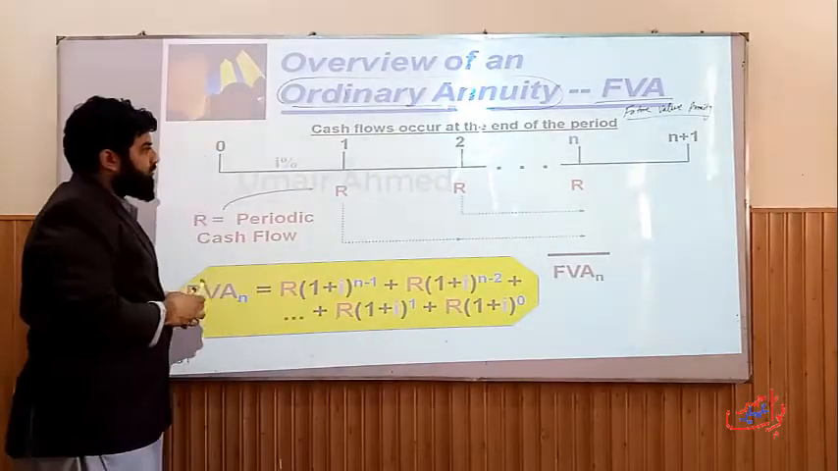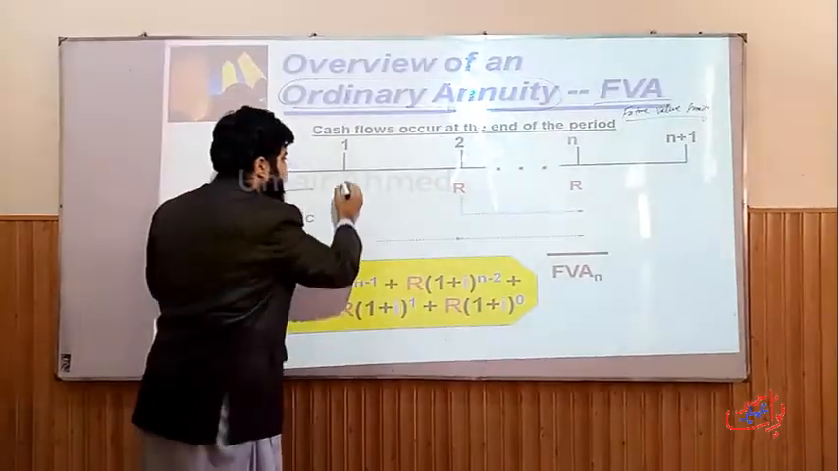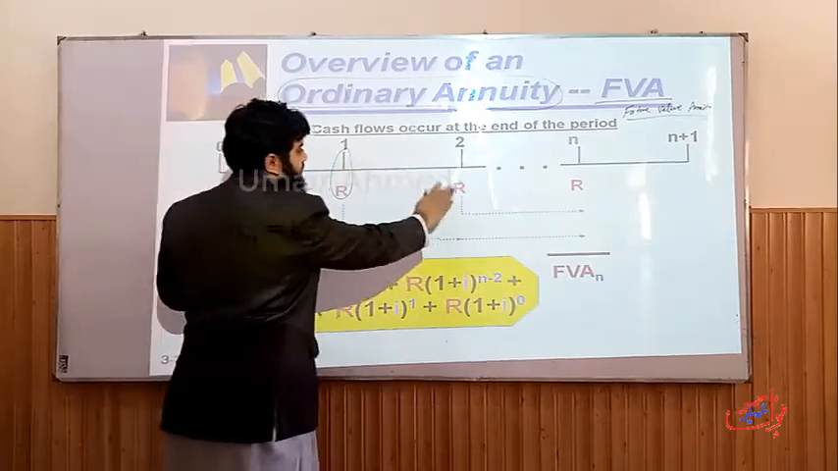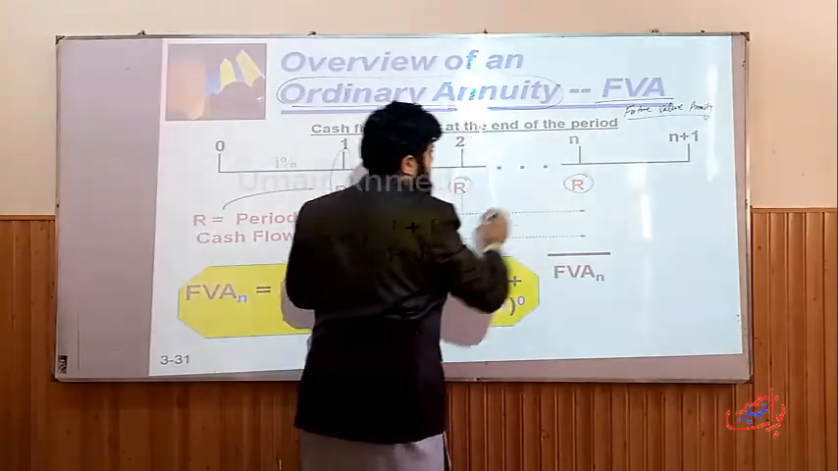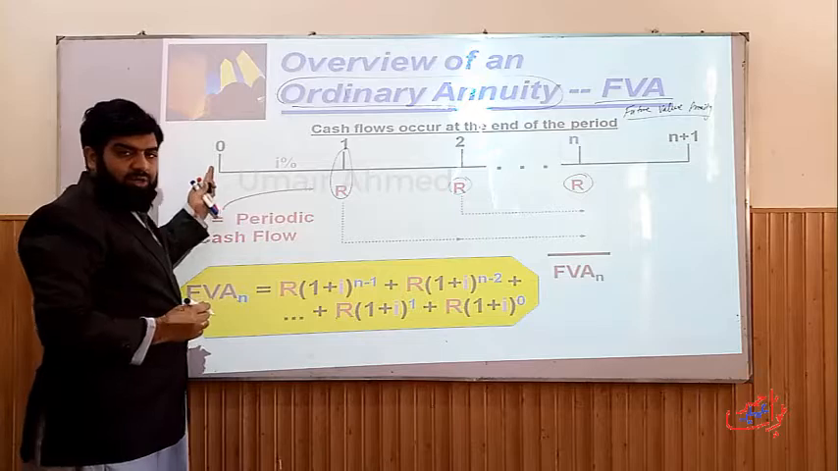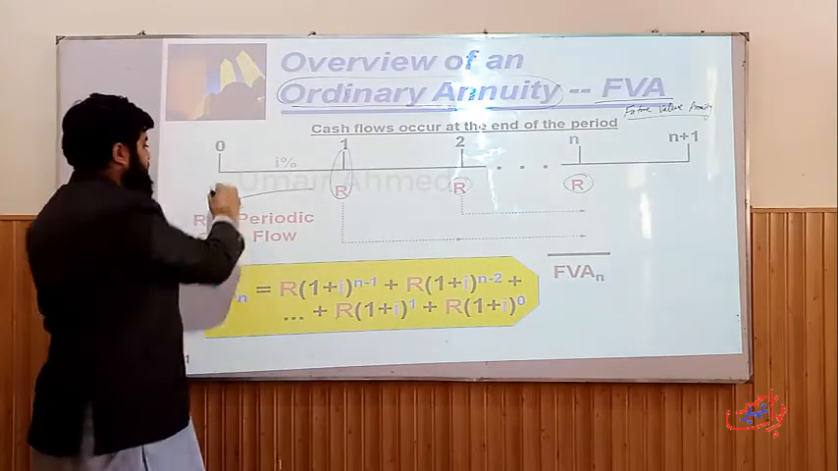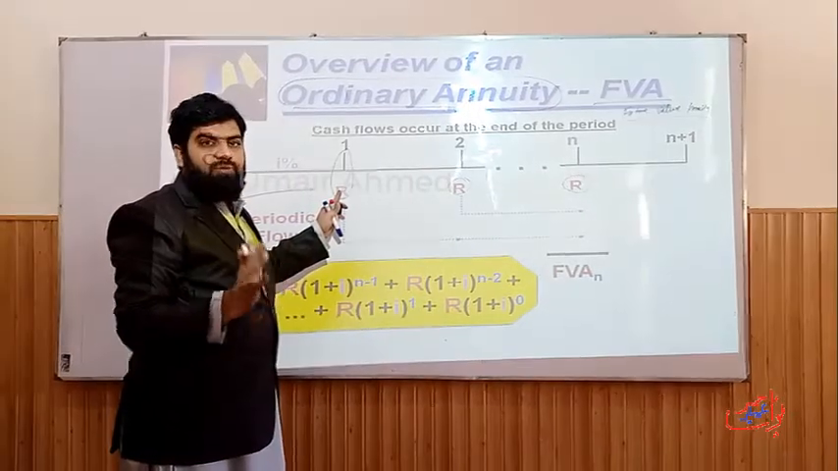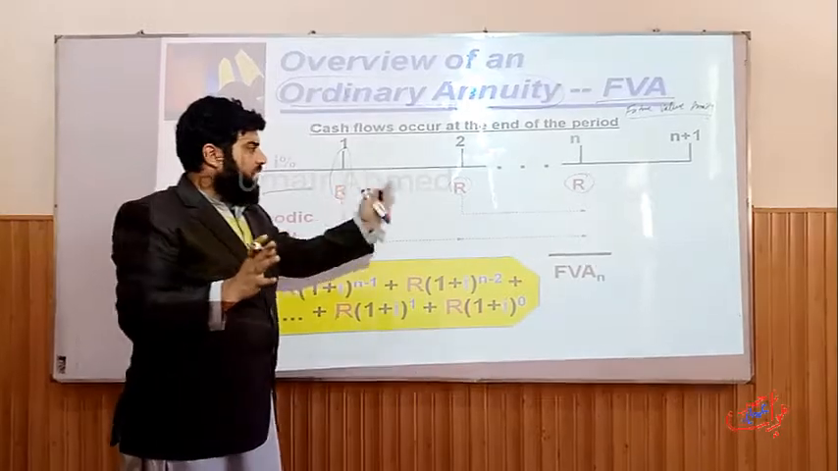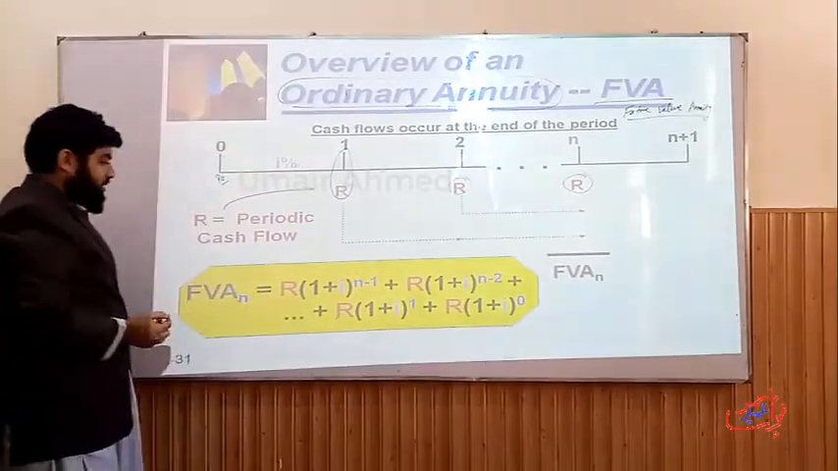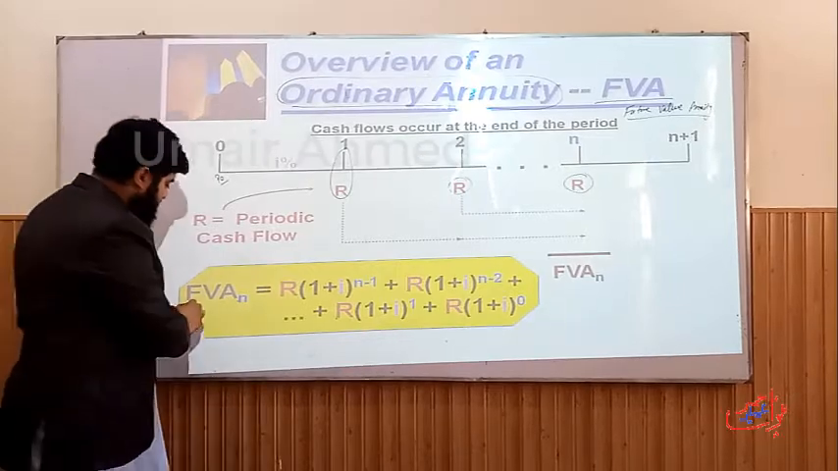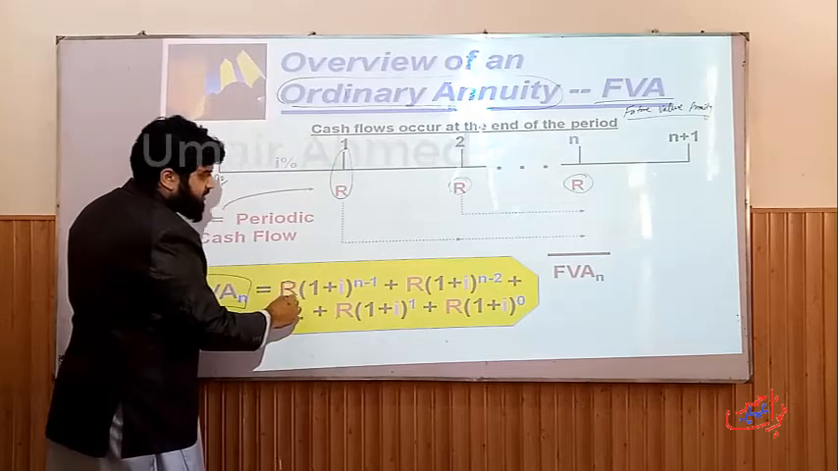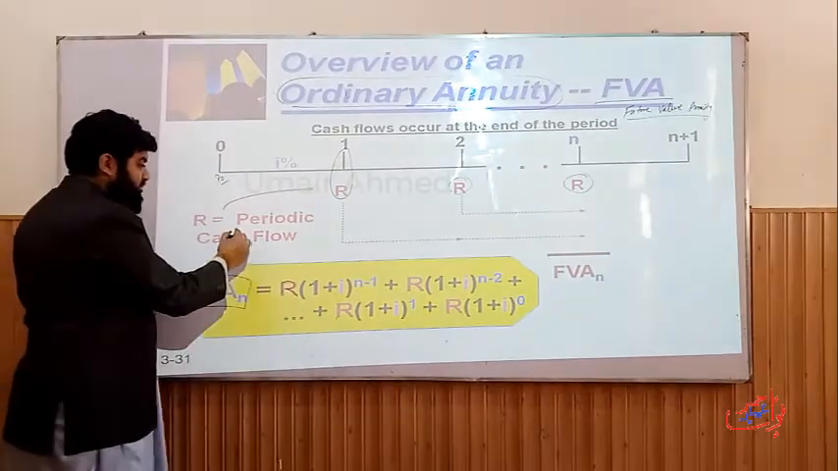As we know, in annuity cash flows occur at the end of each period. As you saw, at time zero, at P0, we don't have any cash flow, but after a specific time period, we have different cash flows of equal payment. And how to calculate? We have this future value annuity formula. Simply we have to multiply this R. What is R? R is the periodic cash flow.